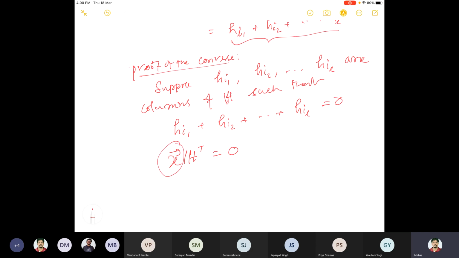It's very simple, so I'll not write the proof. Sir, we can assume in x the first L will be 1 and the remaining will be 0. Yeah, so I'll consider this x with entries everywhere 0 except those positions i1, i2, up to iL, and the rest are all 0. Then if you multiply this x with H transpose, it will be equal to 0, and it has exactly L non-zero entries.